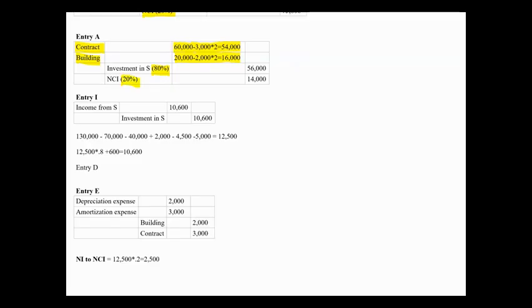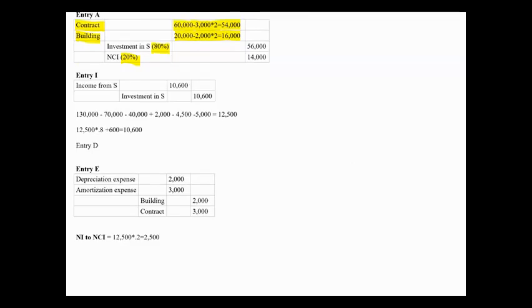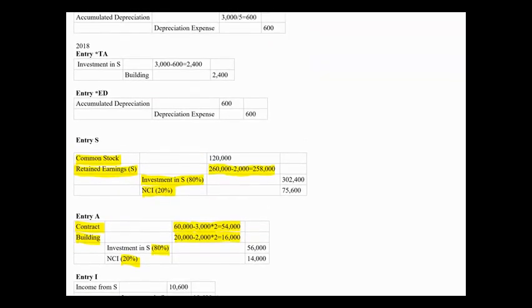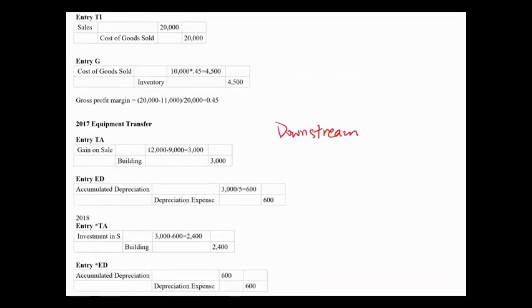Next one is entry I. Entry I is to eliminate intra-entity income from subsidiary company. We debit income from subsidiary company 10,600 and credit investment in subsidiary company. And how do I get this amount? The information tells us that in 2018, 130,000 is the total sales of the subsidiary company, 70,000 is cost of goods sold, 40,000 is operating expense. And also we have some adjustments related to this subsidiary company's expense that's related to its upstream sales, right?